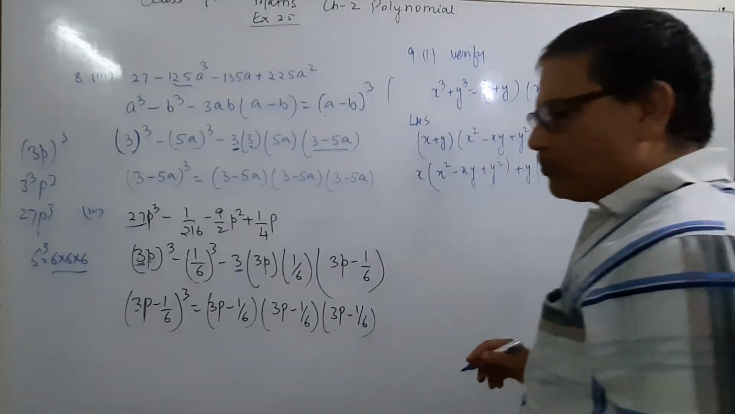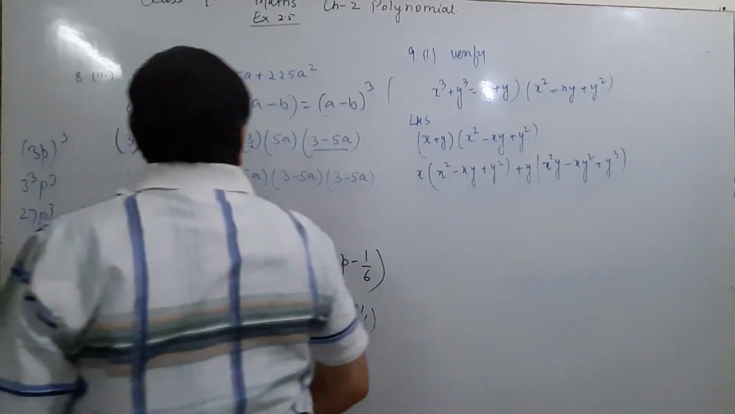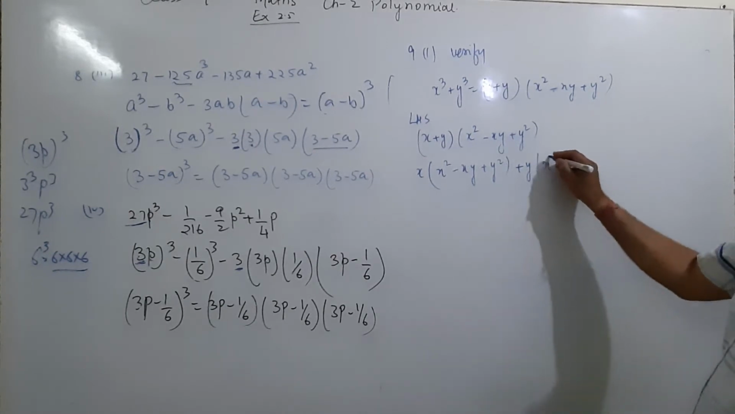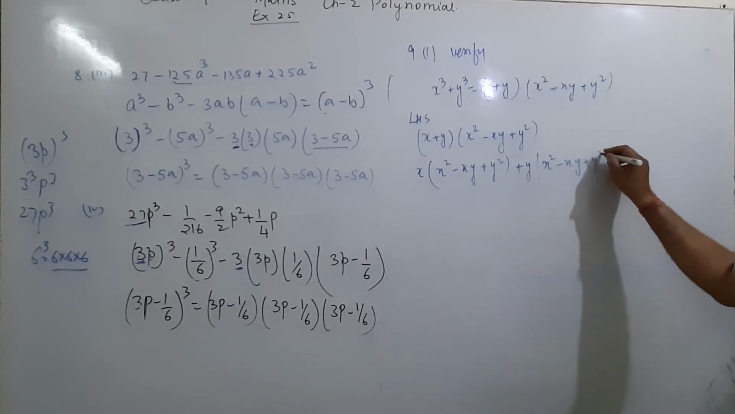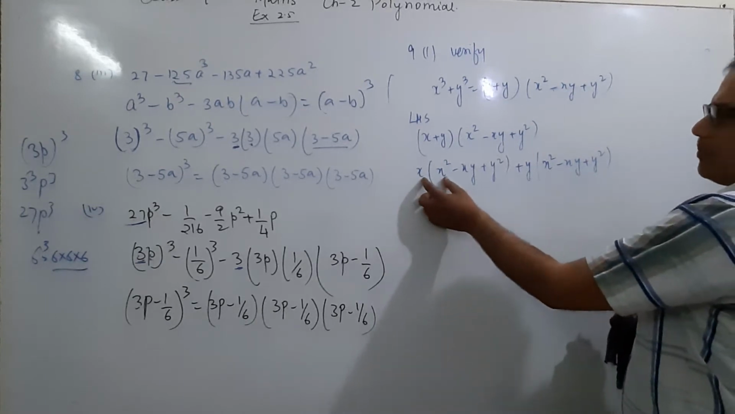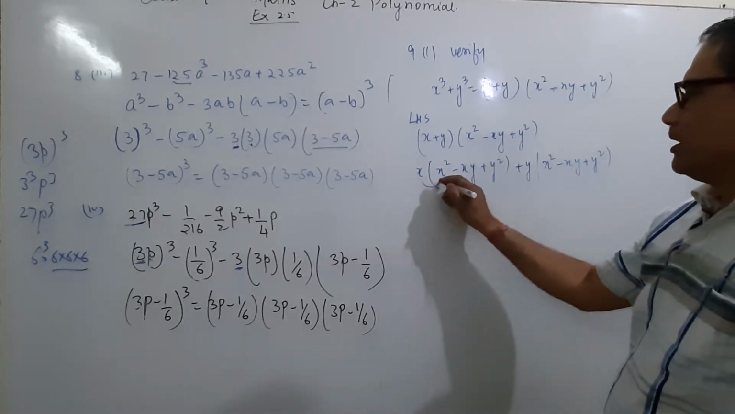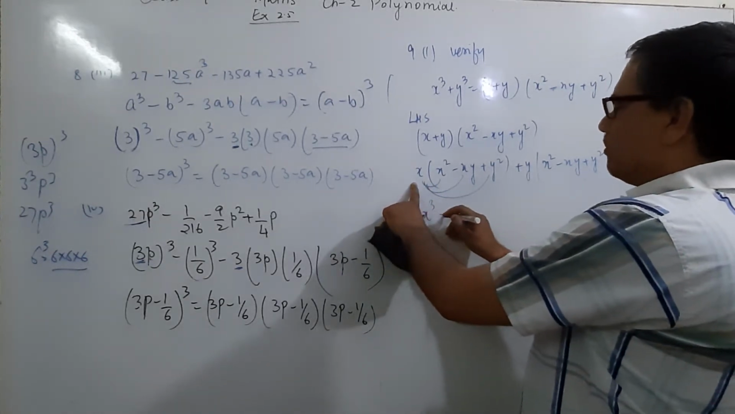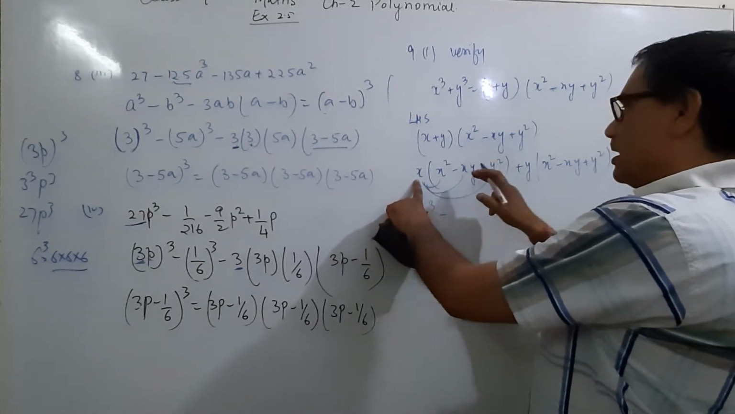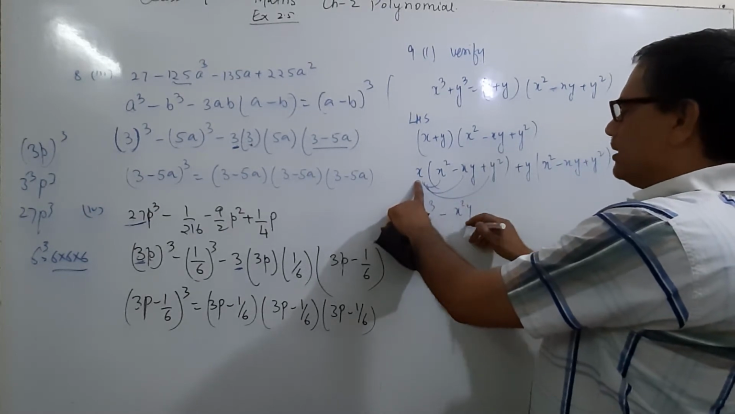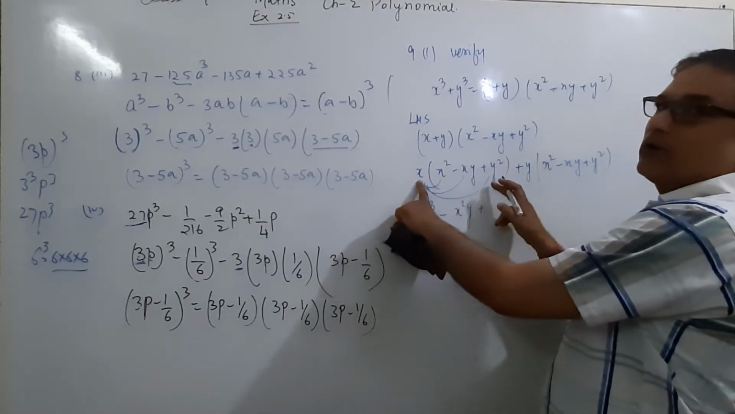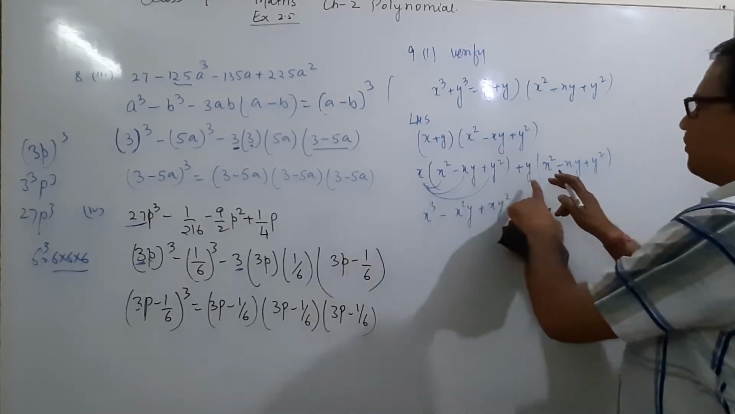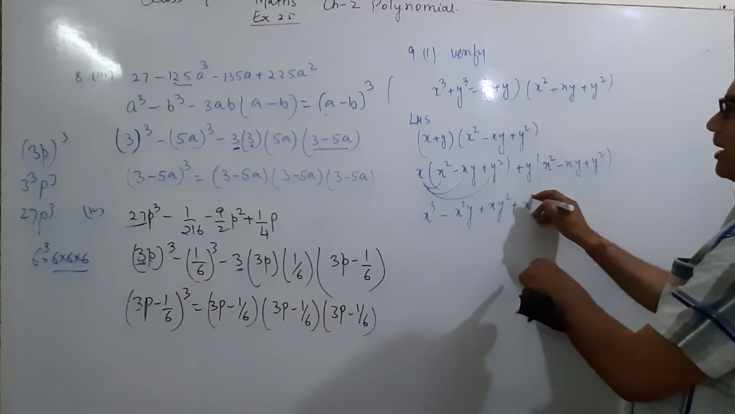No, sorry, we have to put the bracket. We need not multiply first, first put inside the bracket. What is this? x square minus xy plus y square. And now open the bracket. x multiplied by x square gives x cube, minus x into xy, which is x square y, plus x multiplied by y square, which is xy square, plus y multiplied by x square gives x square y.